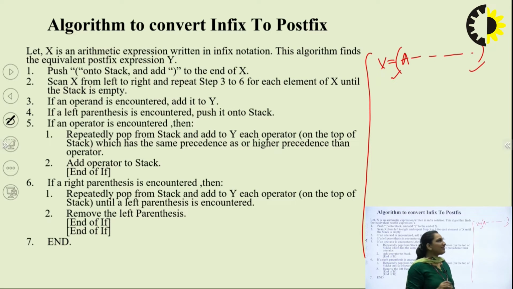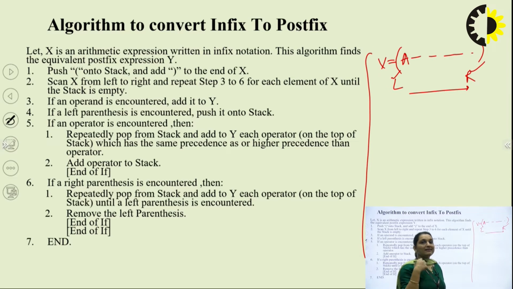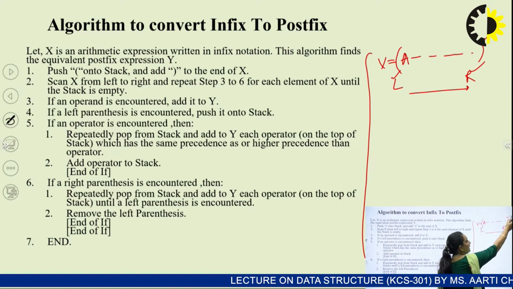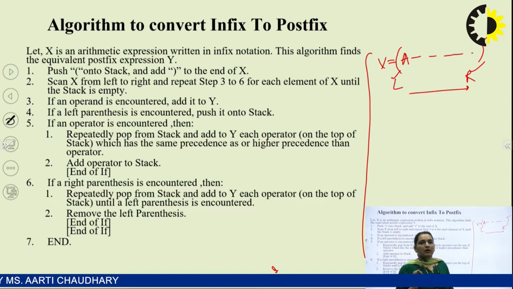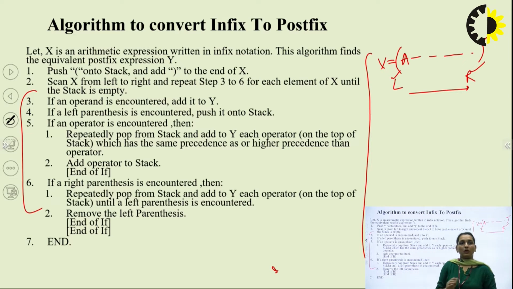We have to scan from left to right. This is left and this is right; we scan from here to here. We scan until the final parenthesis is encountered from the stack, and then we pop it and get the expression. So we scan from left to right and repeat steps 3 to 6 until we have popped all the elements.